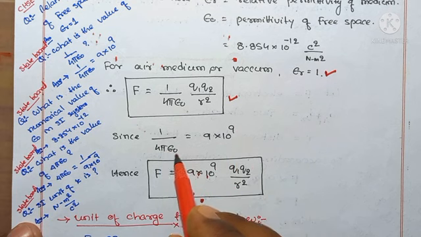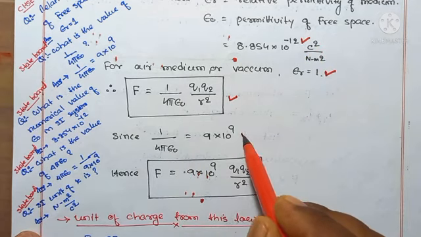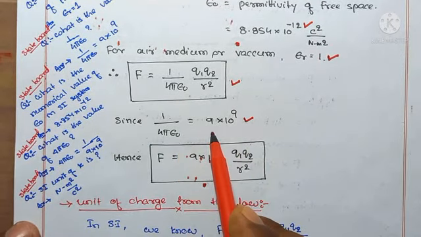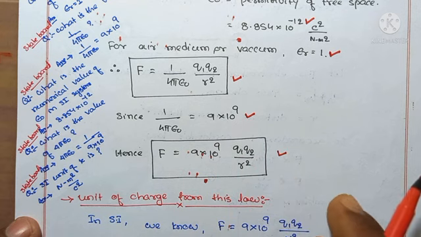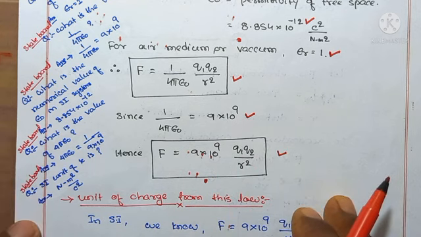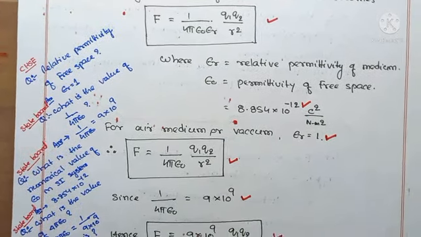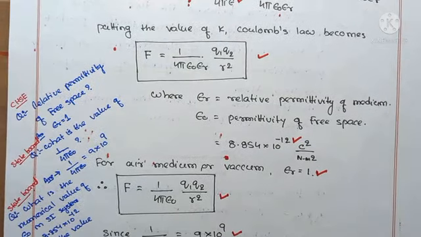मतलब 1 by 4 pi epsilon 0 में पाई का 22 by 7 और एप्सिलॉन 0 का वैल्यू इसको पुट करने से हम लोग का आंसर ये मिलेगा. So putting in place of 1 by 4 pi epsilon 0, if we take 9 into 10 to the power 9, then we'll get the equation F is equal to 9 into 10 to the power 9 Q1 Q2 by r square.